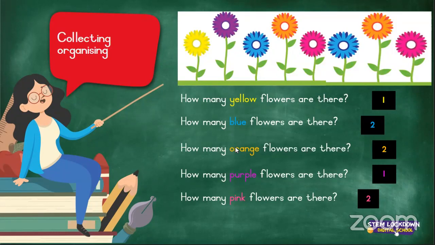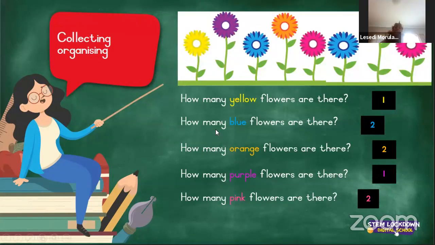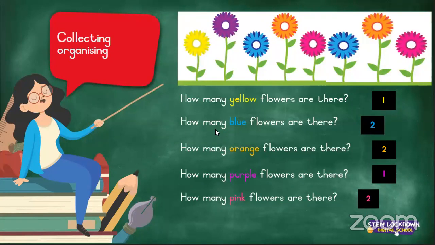8. Good. Well done. So now, can you all see that you have sorted the flowers out in their particular colors? So you sorted out all the yellow flowers, you sorted out the blue, the orange, the purple, and the pink. So you sorted them out according to their colors.